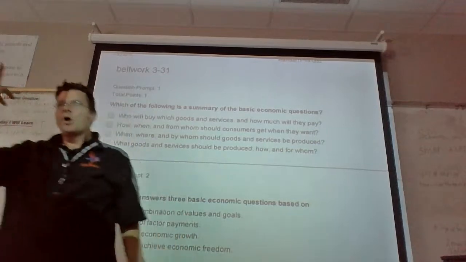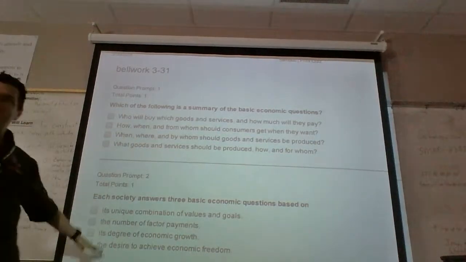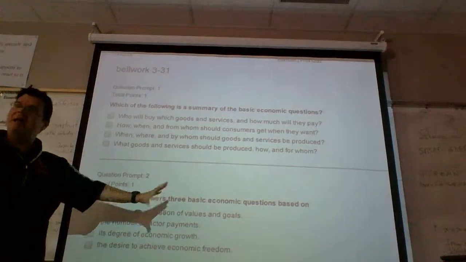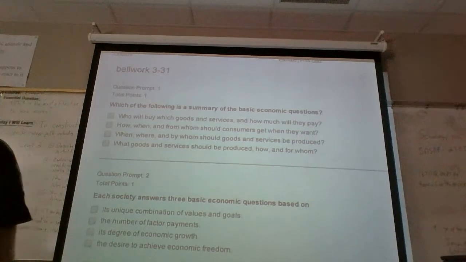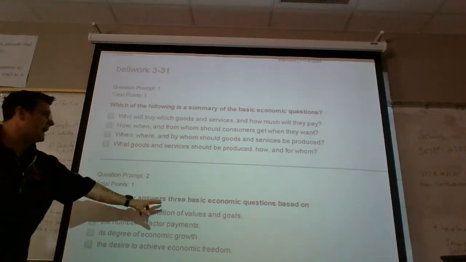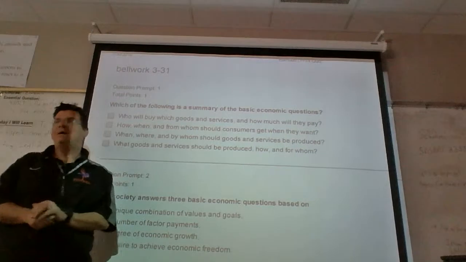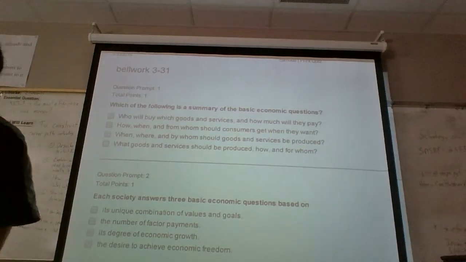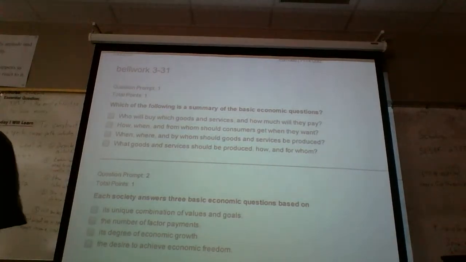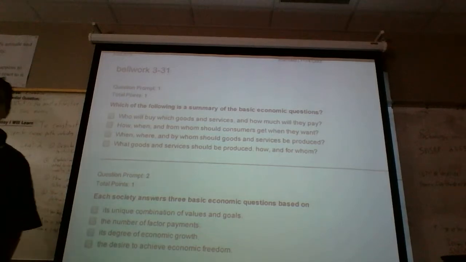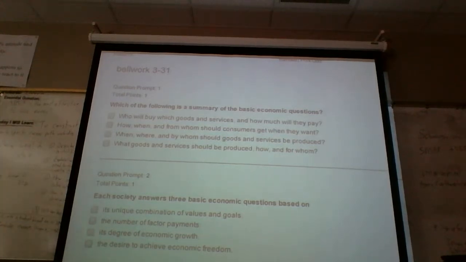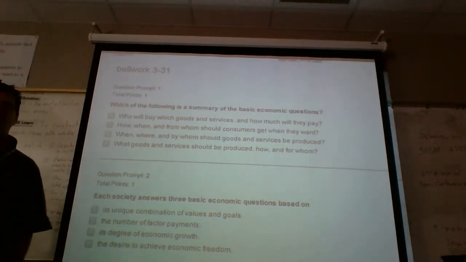Question number 2 on the bell work. We did not go over this. We're going to start it today. I'll see what your answers are, and we'll hit it really hard on Thursday. Each society answers 3 basic economic questions based on, I haven't had anybody get it right with the first crack today. Let's see if anybody can get it right now. Which answer do you think is the best up there? Each society answers the 3 basic economic questions based on, go.